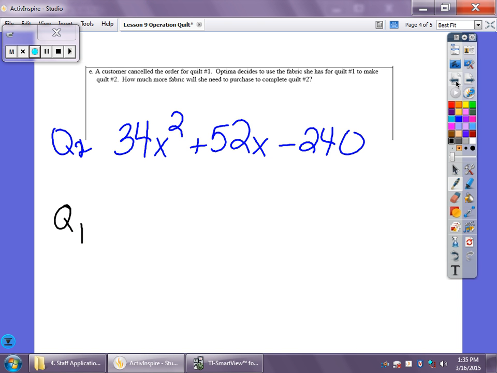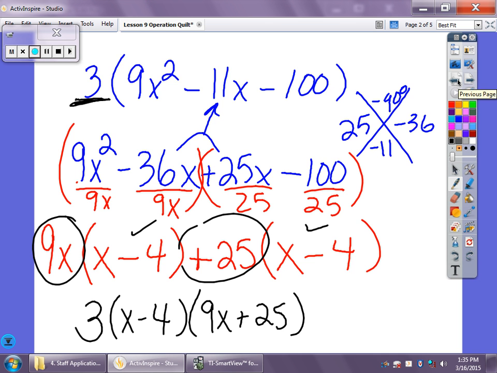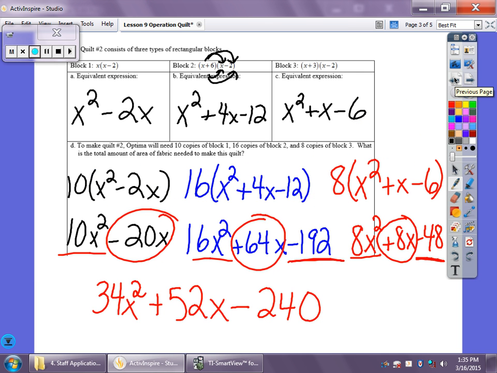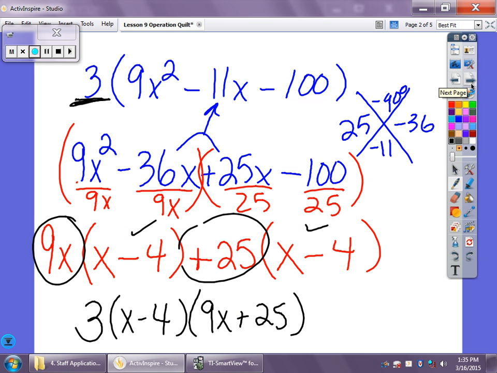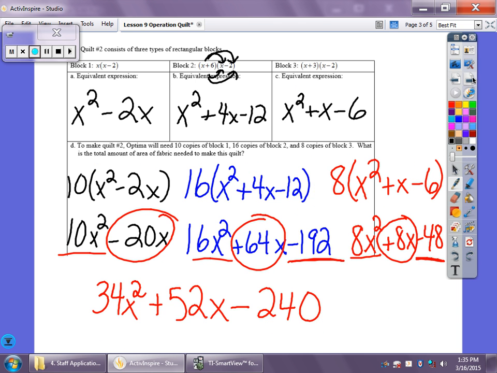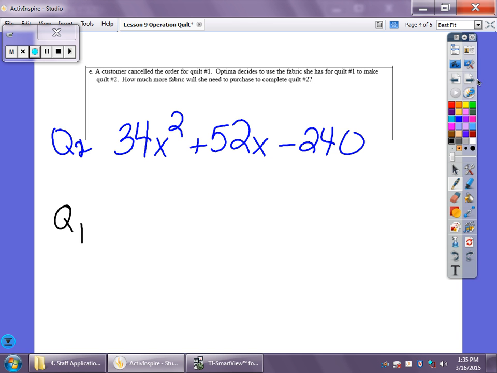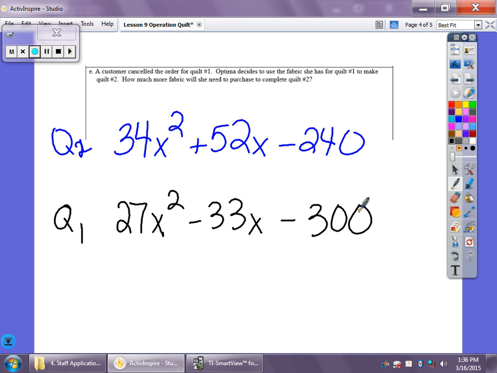I have to go back and make sure I didn't mix up my numbers. Okay, so hold on. That one was, okay. And quilt 2 was the 27. Okay. 27x squared minus 33x minus 300. And I got that from part C, problem number 1.